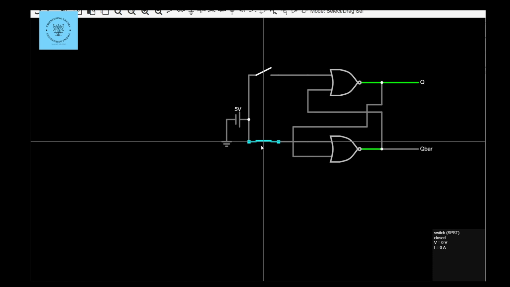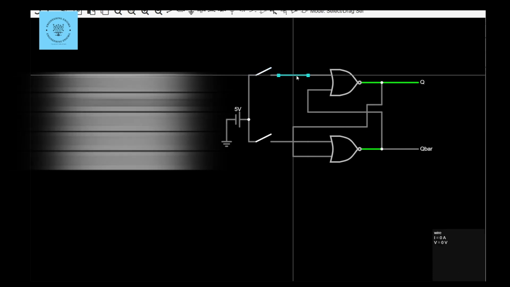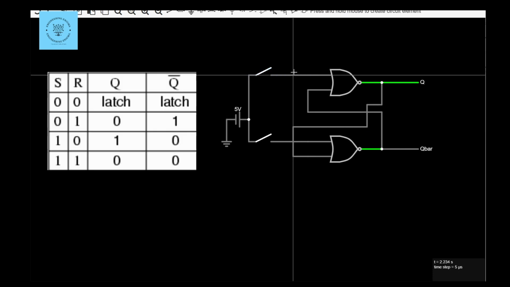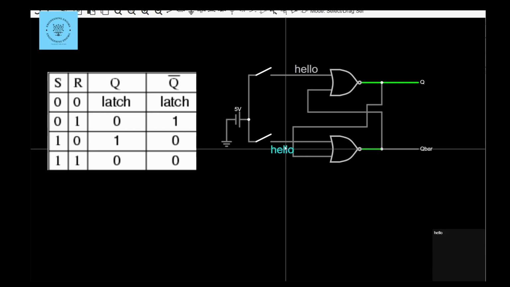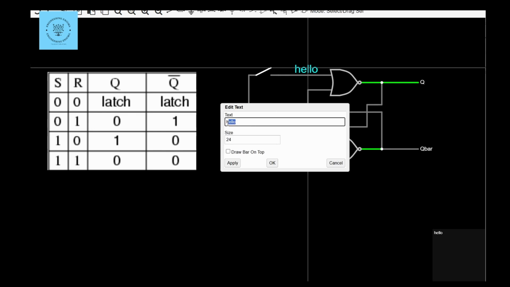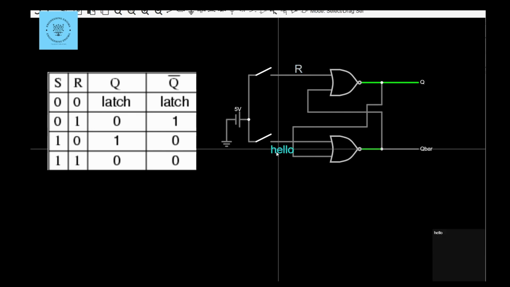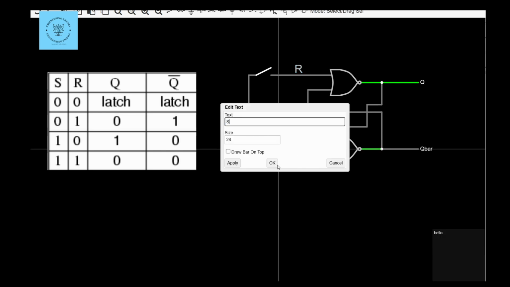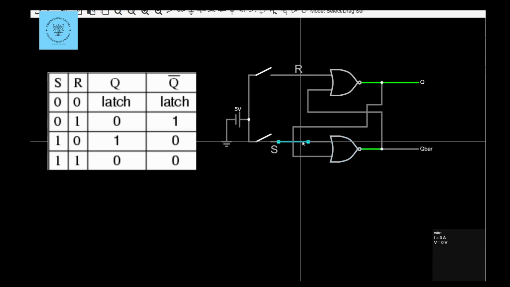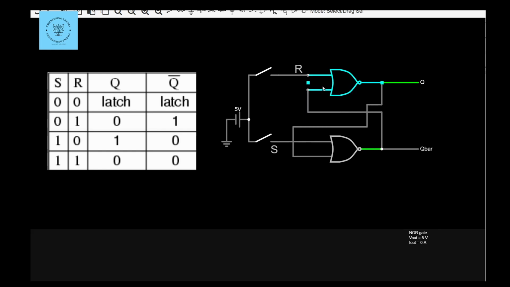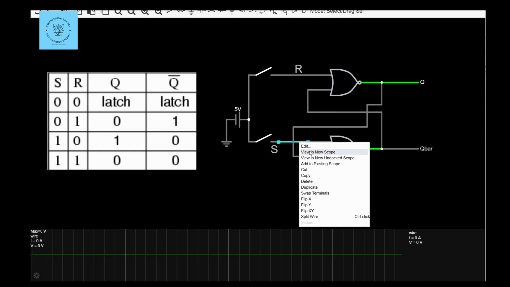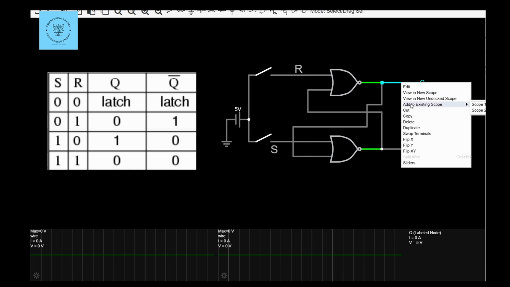Now let's look at the truth table. I will also show the truth table on the screen. When S equals 0 and R equals 0, Q equals hold. When S equals 0 and R equals 1, Q equals reset. When S equals 1 and R equals 0, Q equals set. When S equals 1 and R equals 1, Q equals invalid condition. The last condition is avoided because both outputs become unstable.